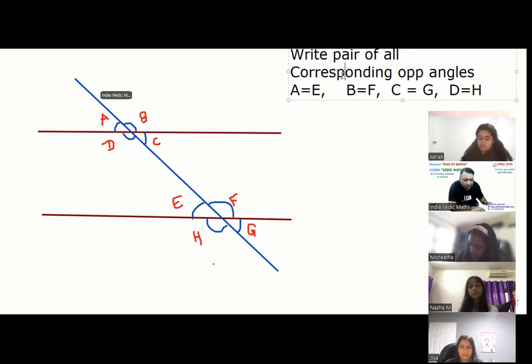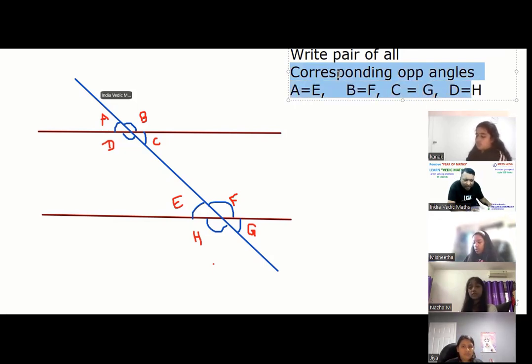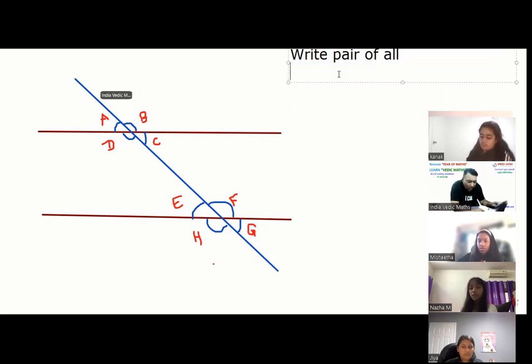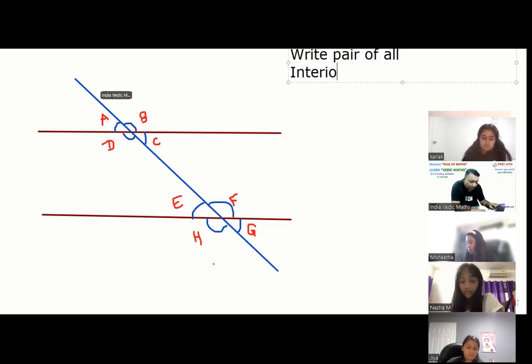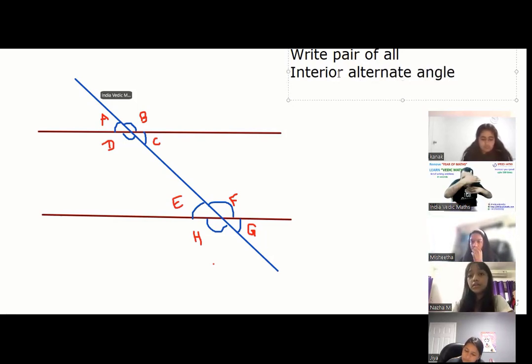And the last question, last two questions. First we start with Mishita. I don't want all the four angles, but Mishita, I'll write down pairs of all interior alternate angles. First everybody write, and then Mishita will explain. You know what is an alternate angle? Write only the interior. Think about it.